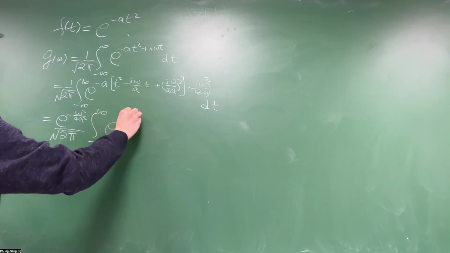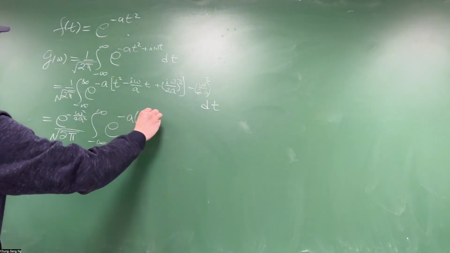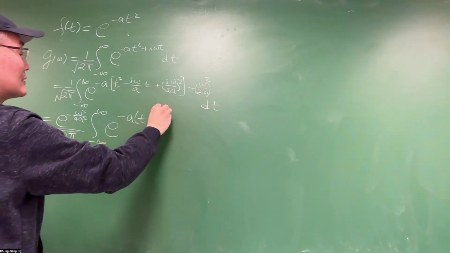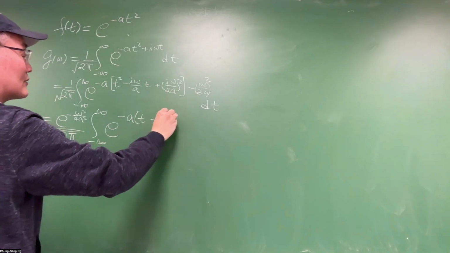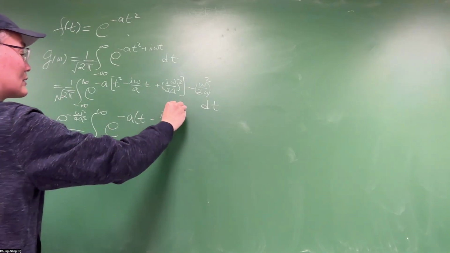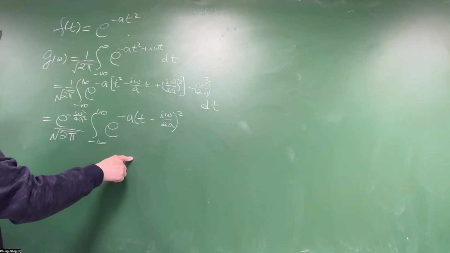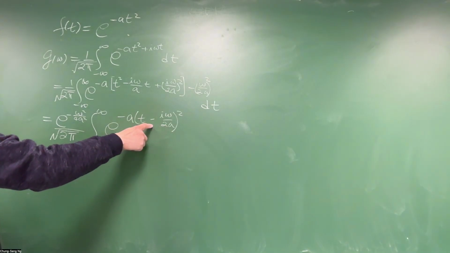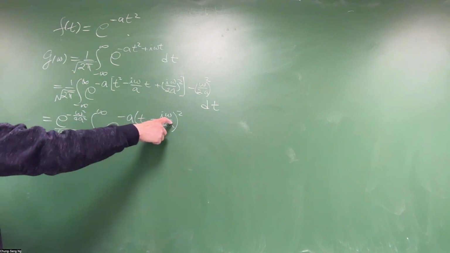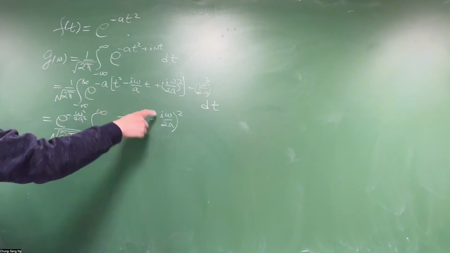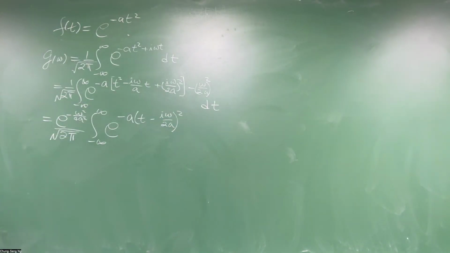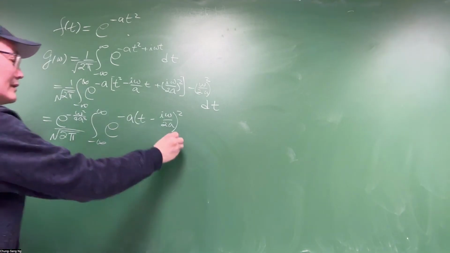And now it's e to the minus a, t minus i omega over 2a, squared. Right? Because you can now double check that the square of this would be a square term. The cross term is this times that times 2, which is this one. And then the square of the whole thing is this one.